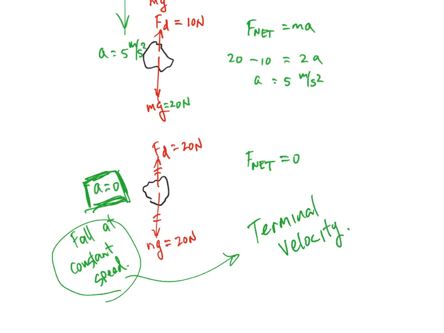It is the final velocity. Terminal means final, end. It is the final velocity an object reaches when you drop it in the presence of air. It will speed up for a period of time and then stop speeding up, and that maximum velocity, that Vmax that the falling object reaches, is called terminal velocity.